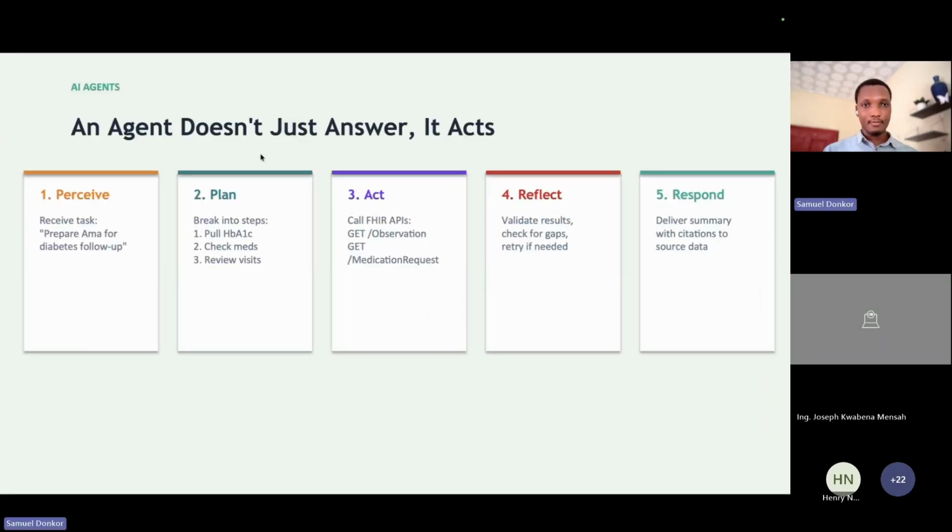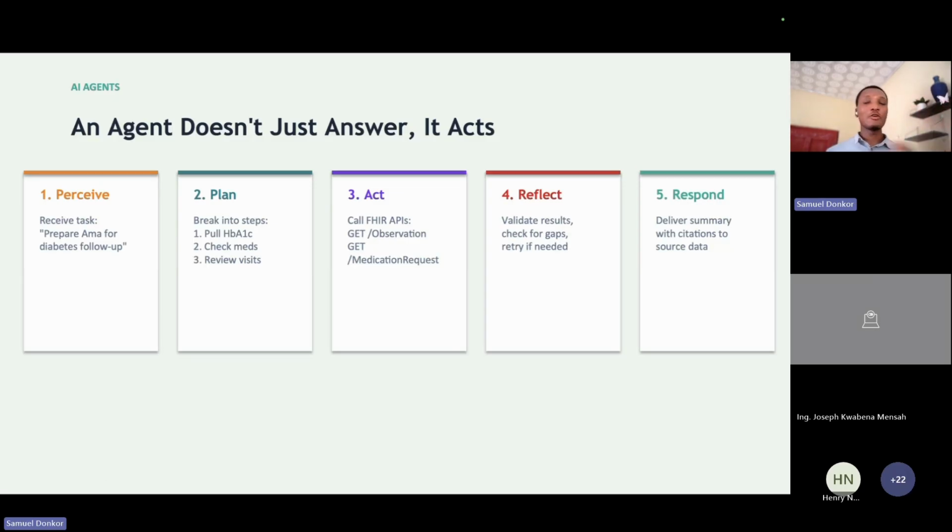Okay. So we have the first step, which is basically to perceive, right? You receive the task. That's the first step. Then you plan. So basically, now breaking the task into different steps, and then you act.